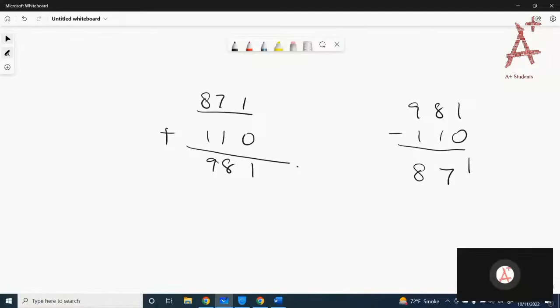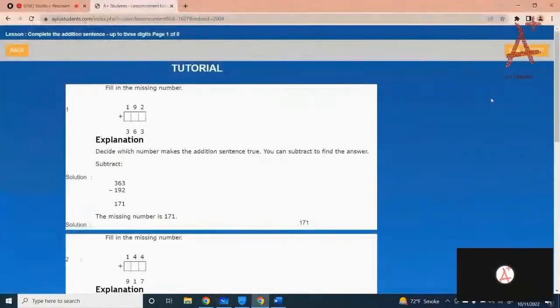Look, when you add, 1 plus 0 is 1, 7 plus 1 is 8, and 8 plus 1 is 9. So when you add them, it would be 981. Got it? Okay, on the top right corner, you have a test button. Let's just start with the test.